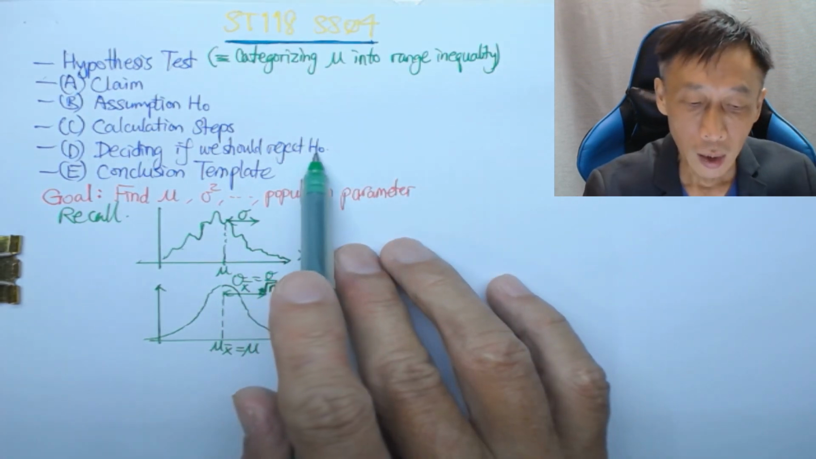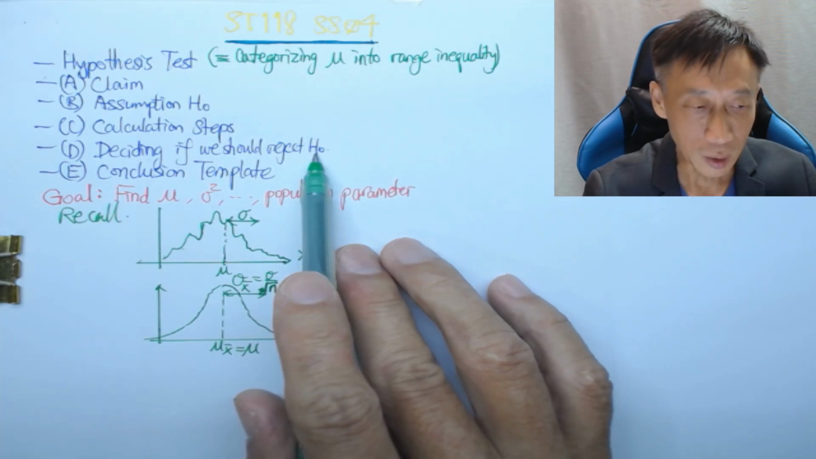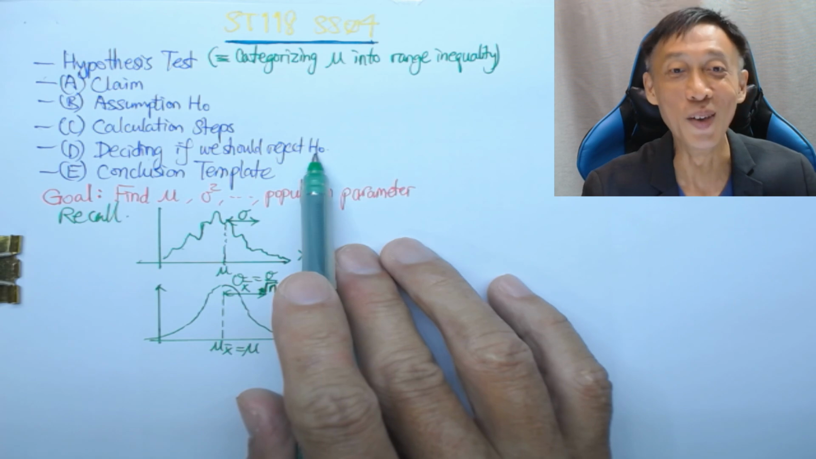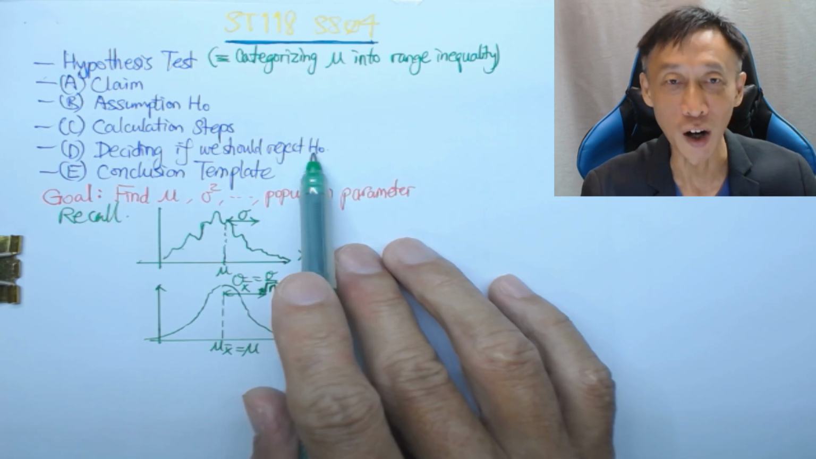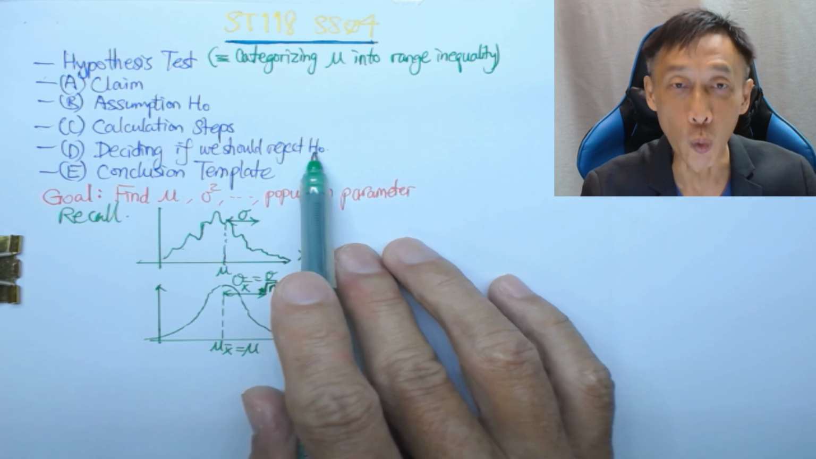Or H naught says the accused is guilty of this crime, right? Or based on the normal legal system, not guilty until proven otherwise, right? So H naught is the accused is not guilty of the accused crime. H0 is not guilty. H1, the alternative, is guilty.